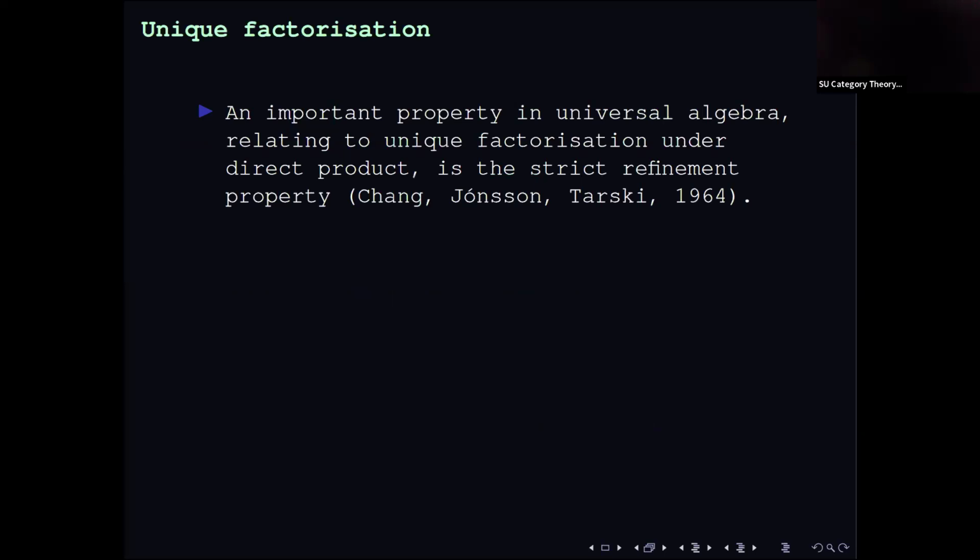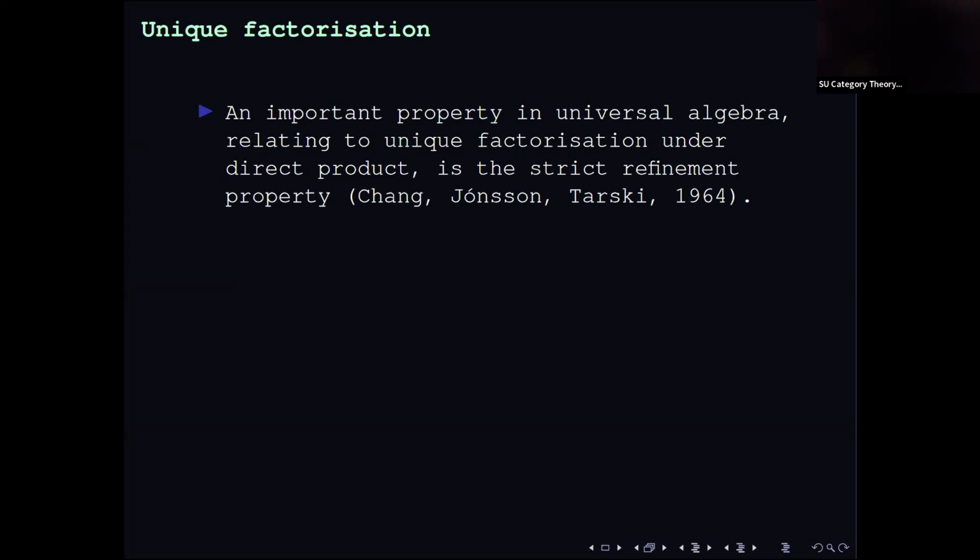Okay, one thing I wanted to mention is that one of the important properties relating to unique factorization under direct product is the so-called strict refinement property in universal algebra. So this essentially says that products can decompose uniquely into irreducibles, just like the fundamental theorem of arithmetic for algebras.